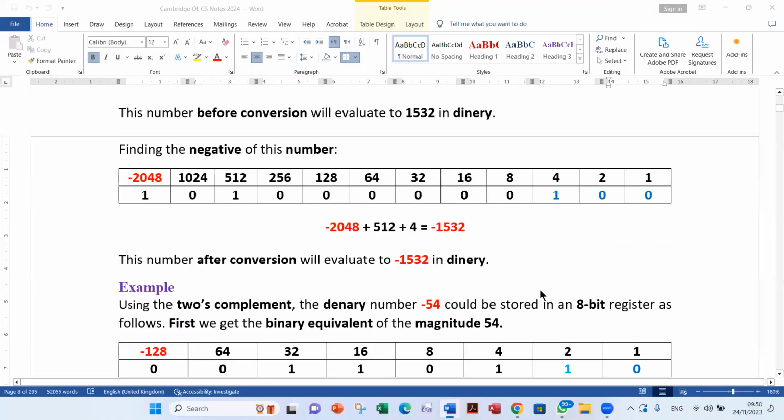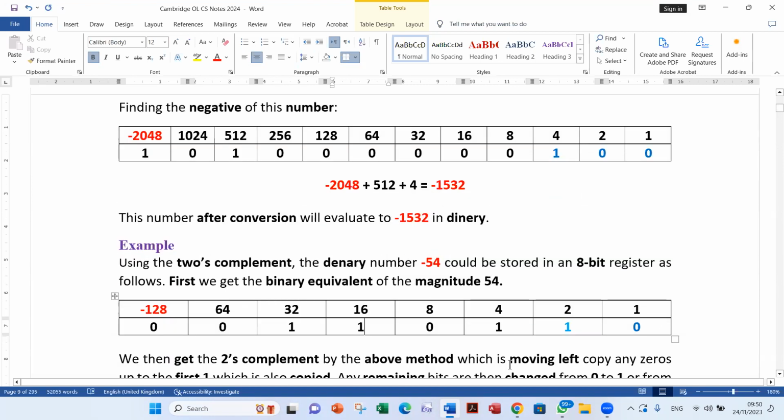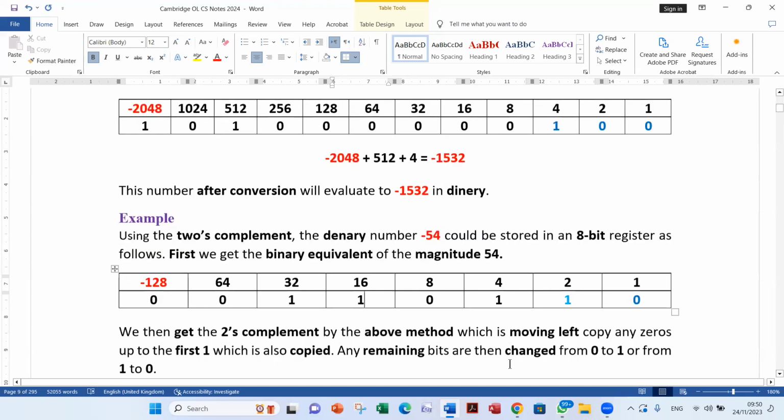So the binary equivalent of positive 54 will be like that. You cannot put 1 here because 64 is bigger than 54. You put 1 here and subtract. And then 1 here. I'm not putting details anymore because you're supposed to be doing that very fast and very accurately right now. So this is the binary representation of positive 54.